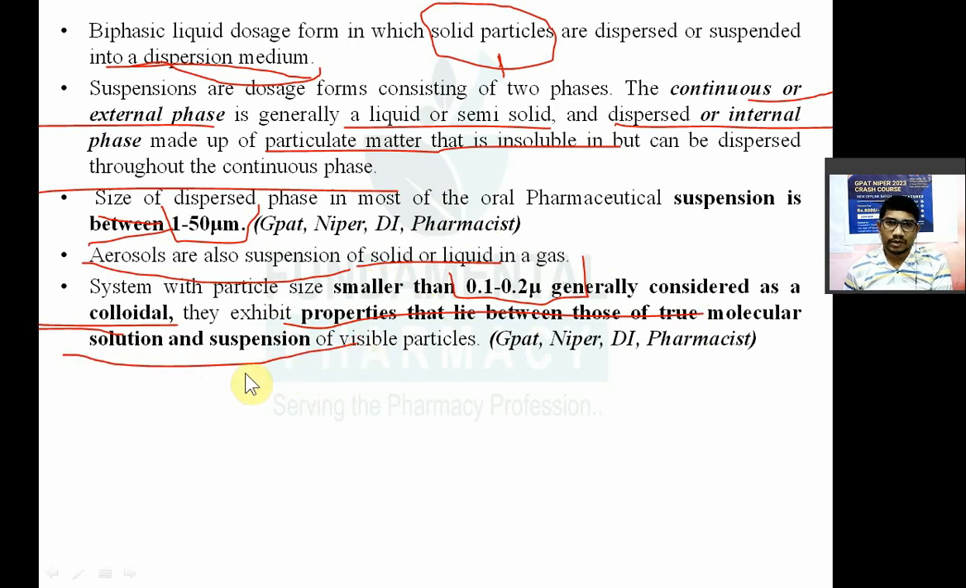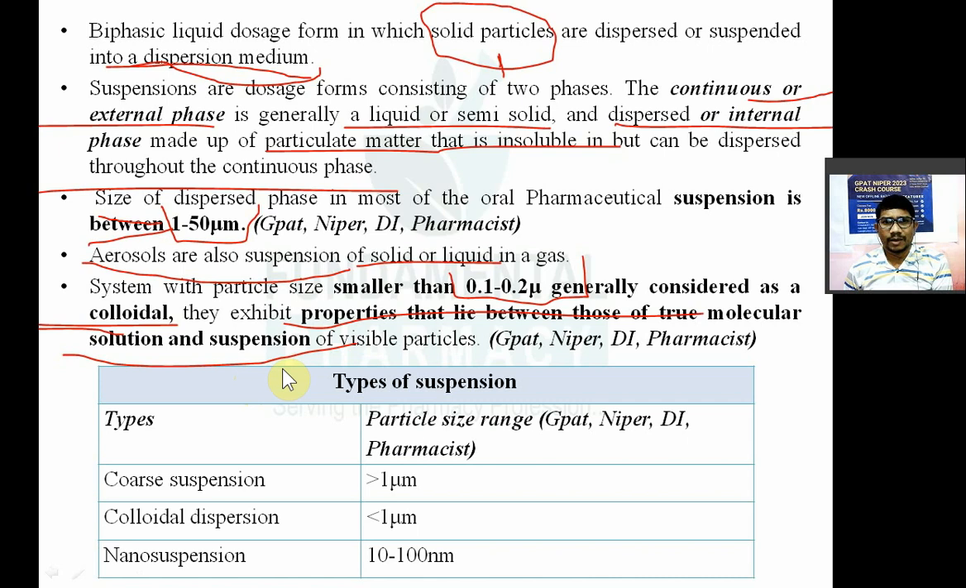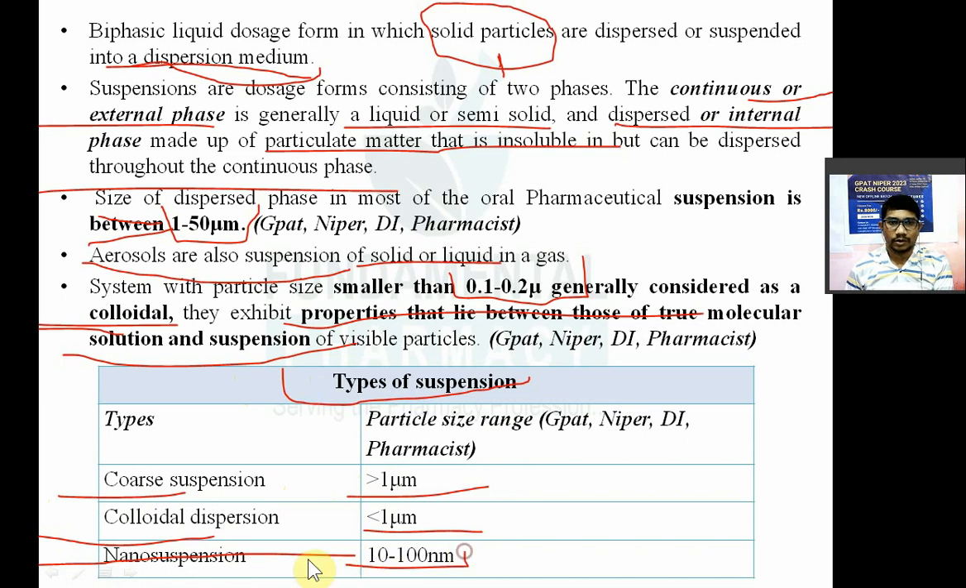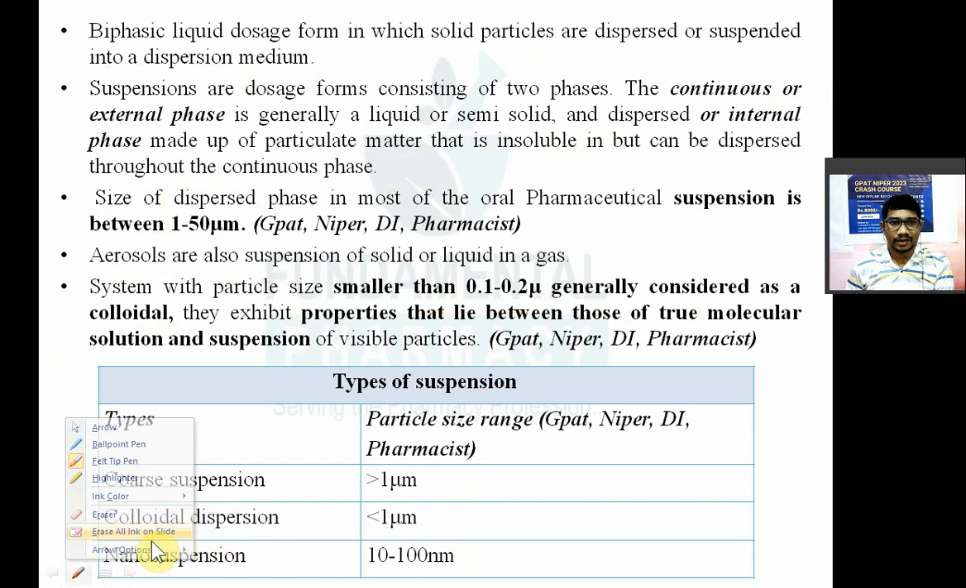Now, types of suspension. A question has already come on this: what is a coarse suspension? In a coarse suspension, particle size is more than 1 micrometer. If the particle size is more than 1 micrometer, we call it a coarse suspension. The second is colloidal dispersion, particle size less than 1 micron. A question has come on this. Then a nano suspension will have particle size in the range of 10 to 100 nanometer. So remember the introduction part of suspension and the types of suspension.